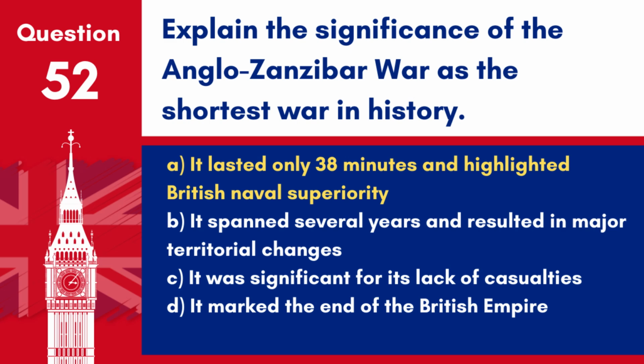Answer A. It lasted only 38 minutes and highlighted British naval superiority. The Anglo-Zanzibar War of 1896 is noted for being the shortest war in history, lasting only 38 minutes, and demonstrated the overwhelming military strength of the British Empire.